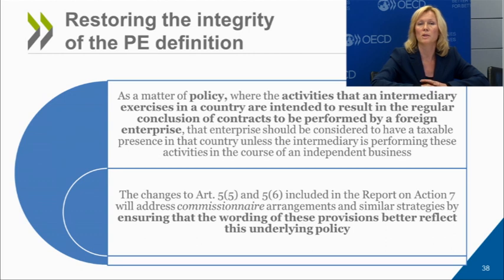I want to zoom in on commissionaire arrangements because all the others were discussed in previous webcasts. And the aim of that change is that, as a matter of policy, where the activities that an intermediary exercises in a country are intended to result in the regular conclusion of contracts to be performed by a foreign enterprise, so you perform activities, it leads to a contract, and then there are always activities performed by these foreign enterprises, that's what you want to capture in a permanent establishment. And that is what will be changed in the treaty provisions, capturing that material leading to contracts, while previously the conditions were much more formal and easy to change through artificial structures.